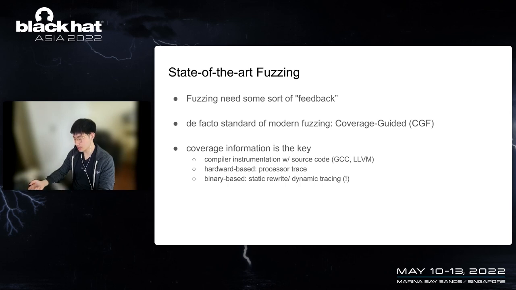For fuzzing with source code access, we have compiler instrumentation support like the ones in GCC and LLVM. And if you do not have source code access or compiler support, you can use hardware-based approaches like processor trace, like Intel PT. However, they are not very stable and not very mature to use. And in our situation, we use a binary-based static rewrite and dynamic tracing fuzzing approach.